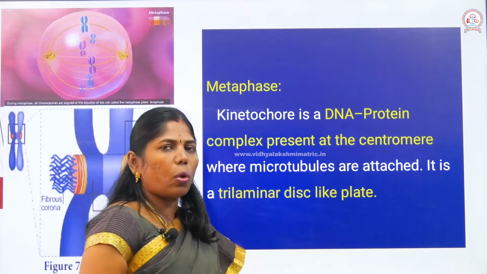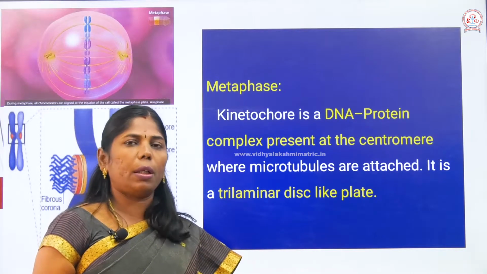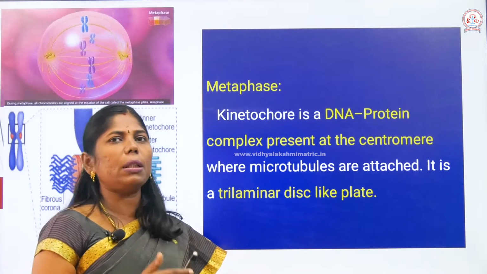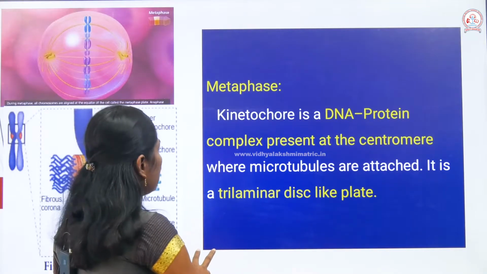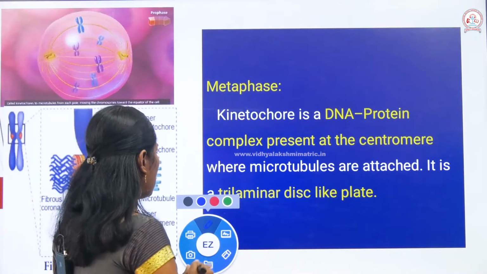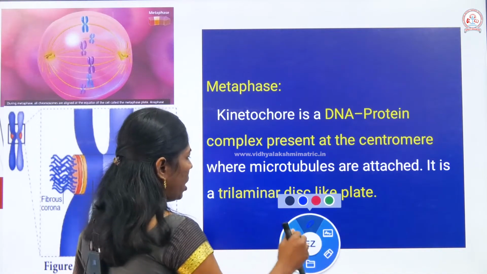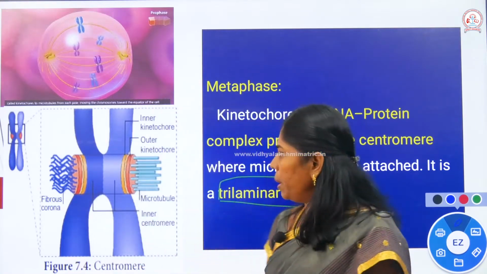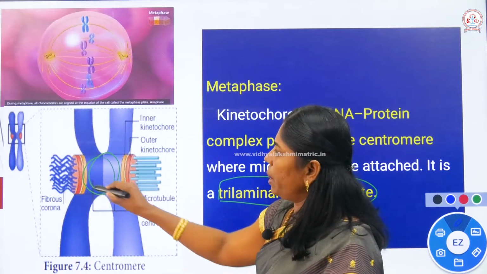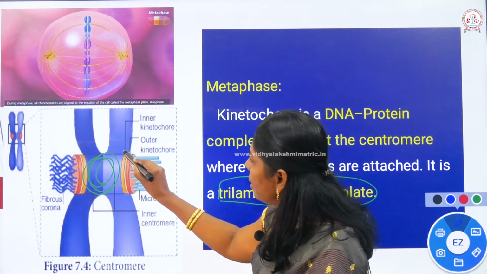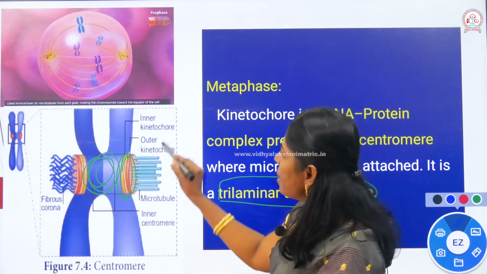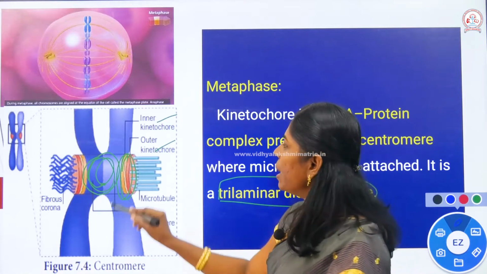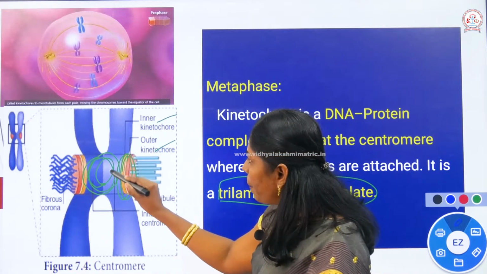So here the kinetochore, already I said, is made up of a protein complex. There are two kinetochores in the centromere, formed along with the arms. The protein complex present in the centromere, where the microtubules are attached, has a trilaminar disc shape. So where is the centromere? This region is known as the centromere region. In the centromere we can see the kinetochore. This is the inner kinetochore and outer kinetochore. Actually there is a pair of kinetochores in the centromere, made up of protein complex.